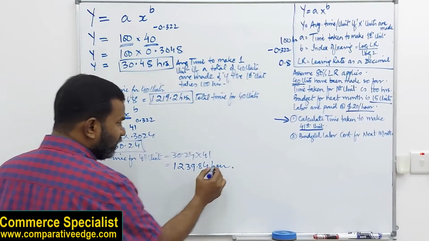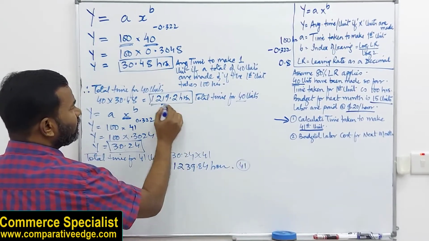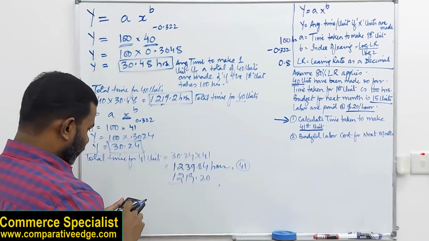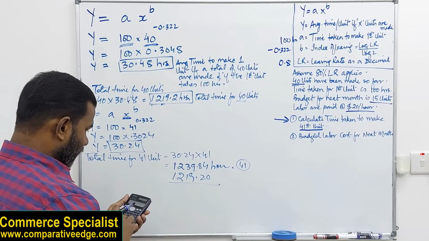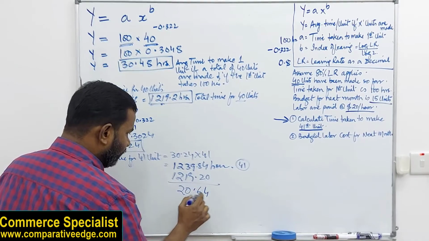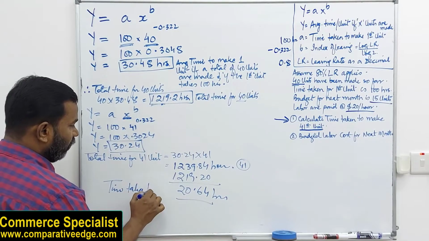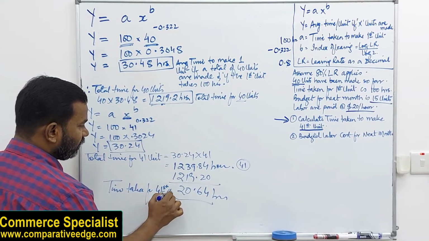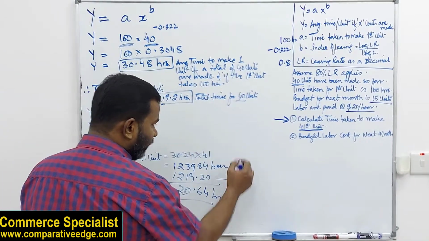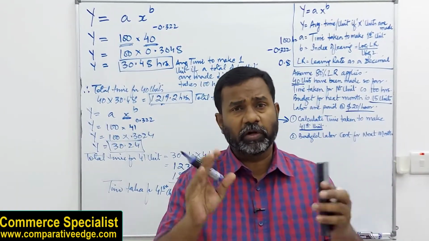So this is the total time for 41 units, and here I have the total time for 40 units. Just subtract that: 1239.84 minus 1219.2, I get the time taken for the 41st unit. This is the time taken for the 41st unit. Why? Because this is the total time for 41 units, this is the total time for 40 units. If I subtract, this is the time for the 41st unit. This is the beauty of the algebraic method for the learning curve.